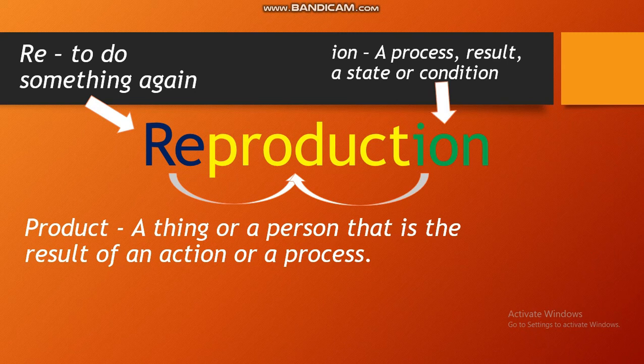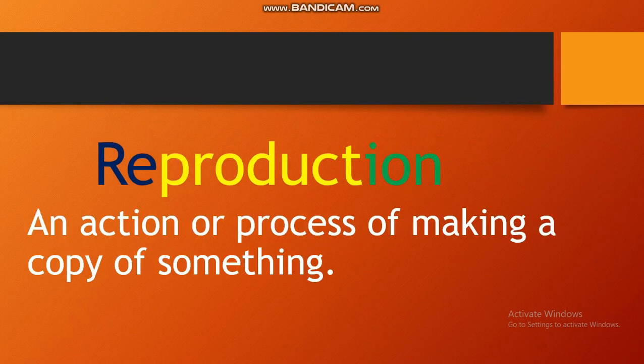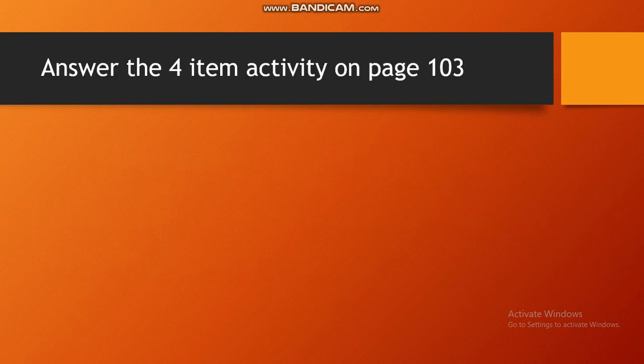ion, the suffix, means a process, result, a state or condition. It means the state of doing something again. Reproduction. So what does reproduction mean? An action or process of making a copy of something. And that is the function of affix. I want you to answer the 4-item activity on page 103.